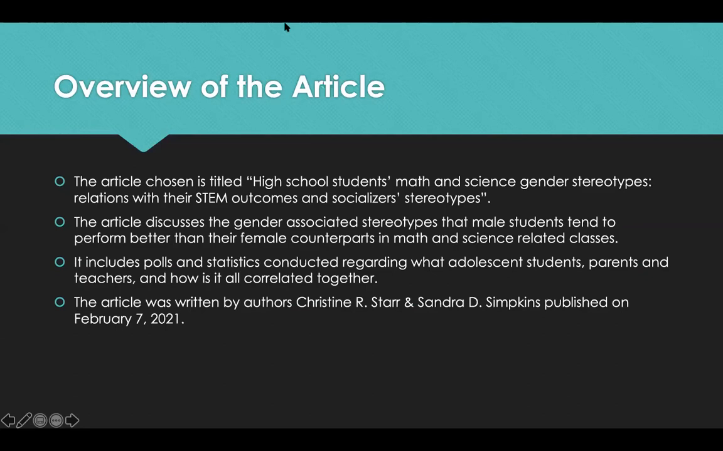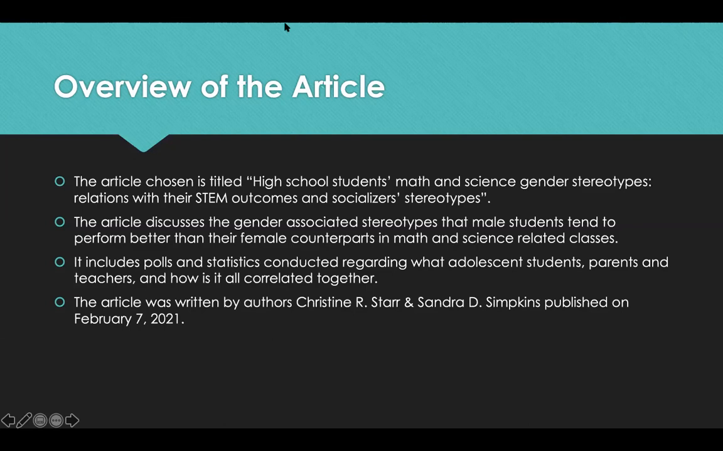Going back to the overview, the article discusses the gender-associated stereotype that male students tend to outperform their female counterparts in math and science-related courses. The article includes a lot of polls and statistics conducted on three separate things to do with what adolescent students think about this. They talked to 9th through 11th grade students about their thoughts on male and female students' performance in these STEM classes.